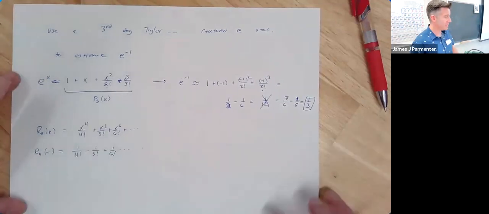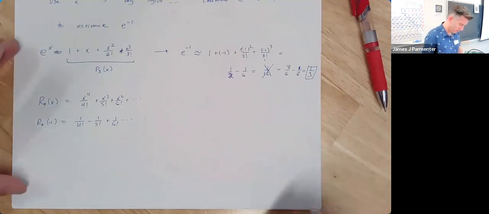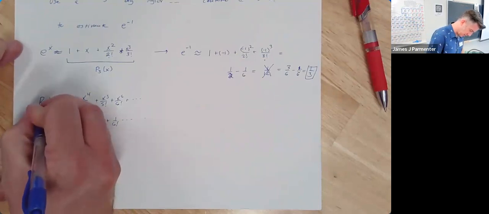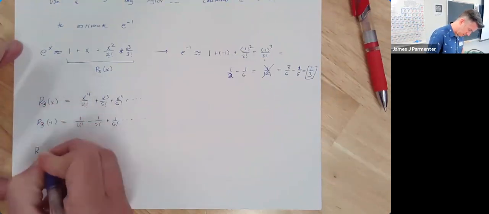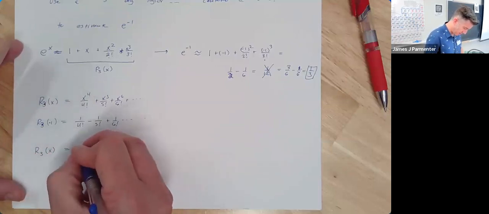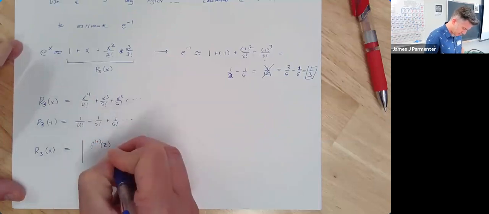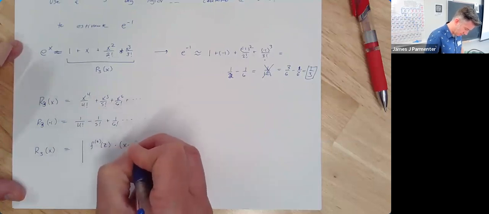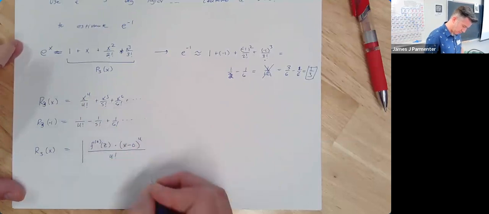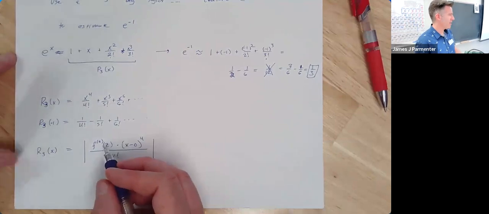But again, the whole idea here is that we are going to approximate this. We know that R3, this is R3, of x here is going to be my 4th derivative evaluated at z times x minus my center to the 4th power over 4 factorial. Okay, but what's my 4th derivative of e to the x?